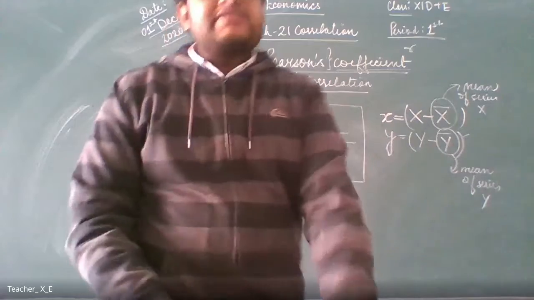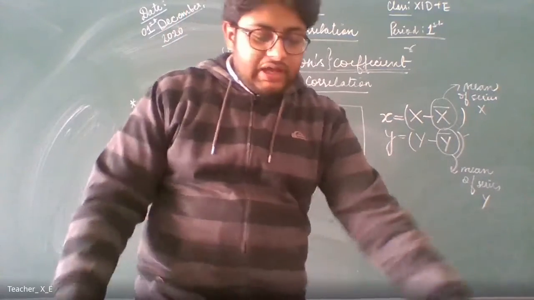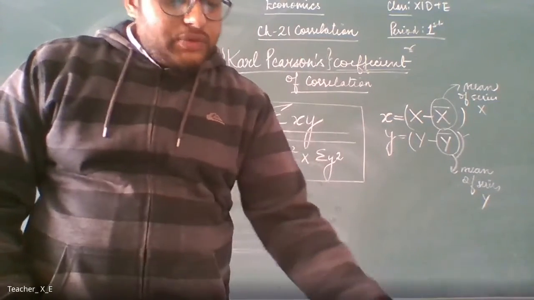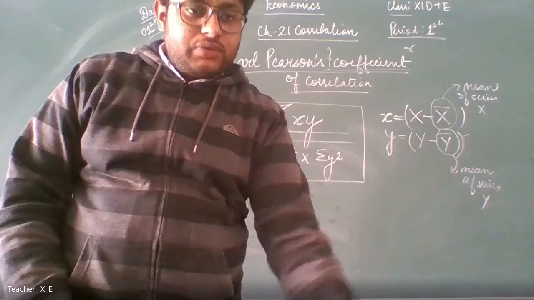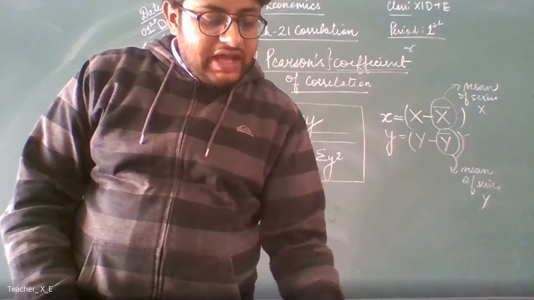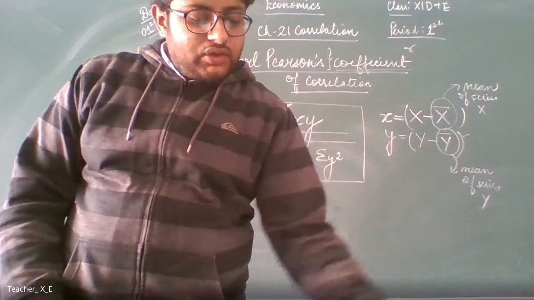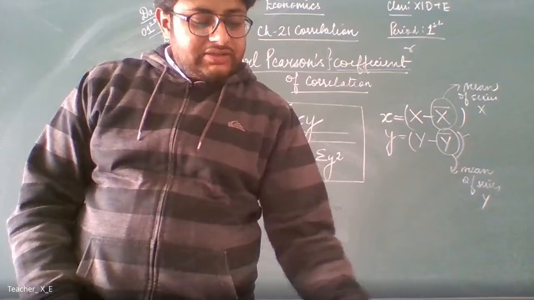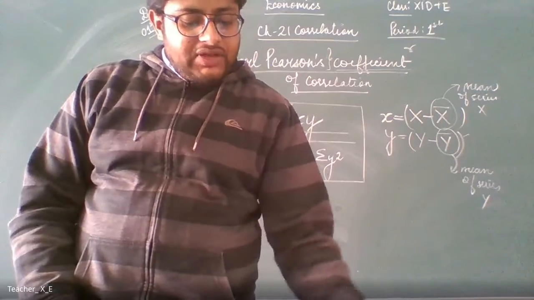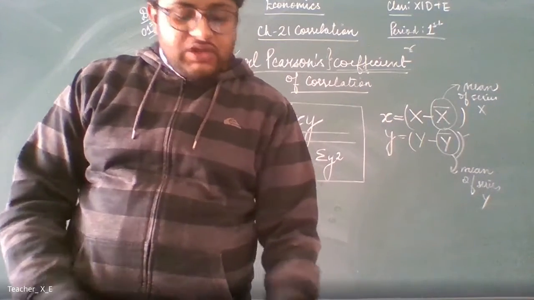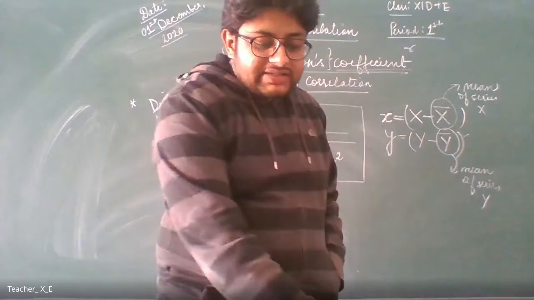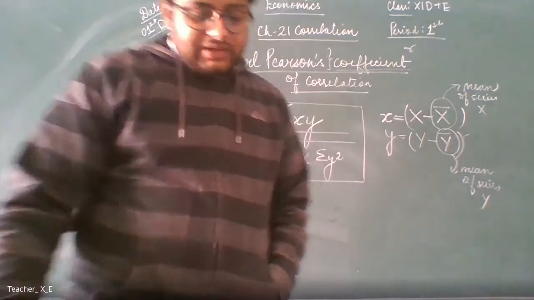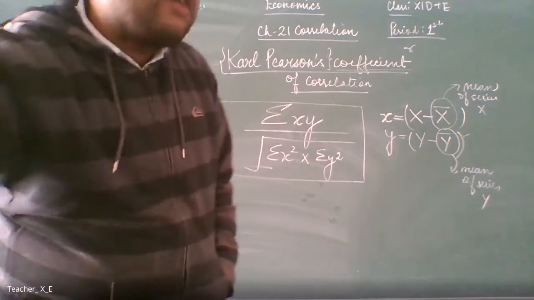Alright, so let us see a numerical example through which we will be able to understand it very easily, how to calculate the correlation in the direct method by using Karl Pearson's coefficient of correlation. Okay, let us see, it is your example number 2 of the chapter.